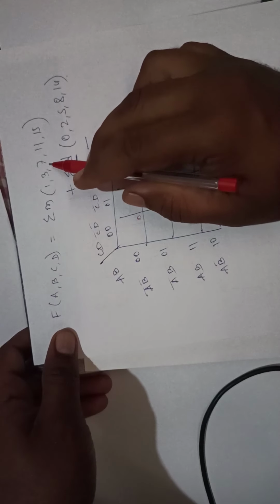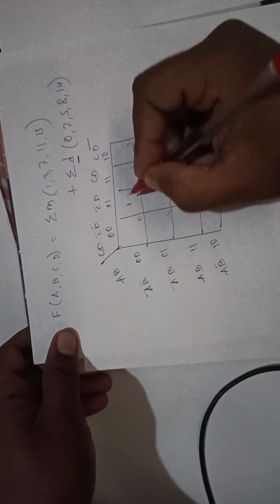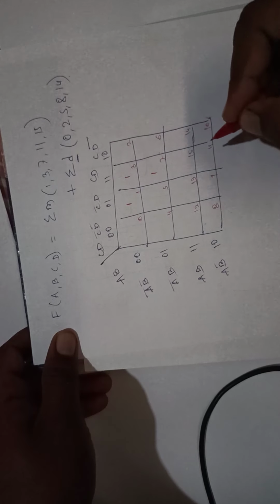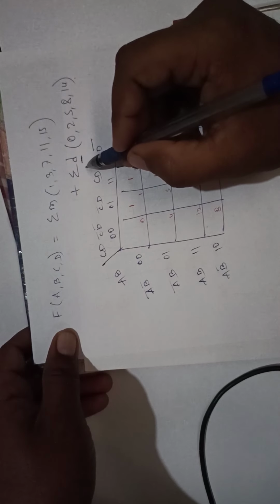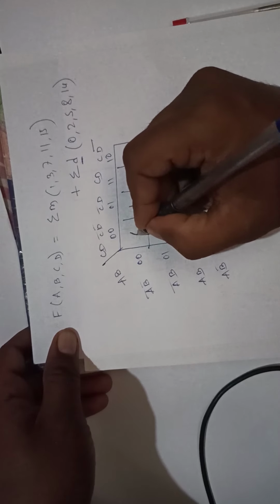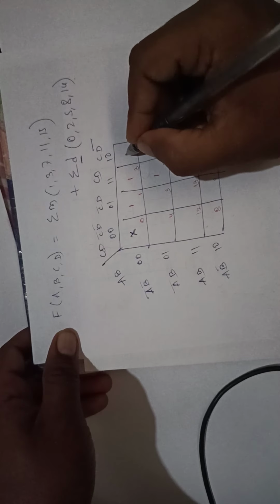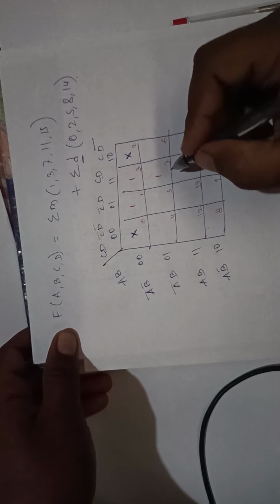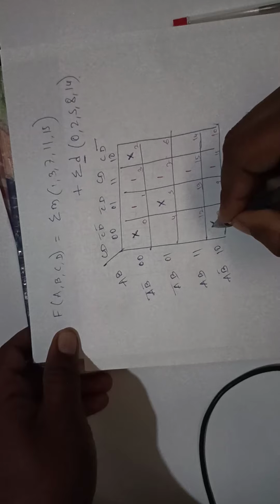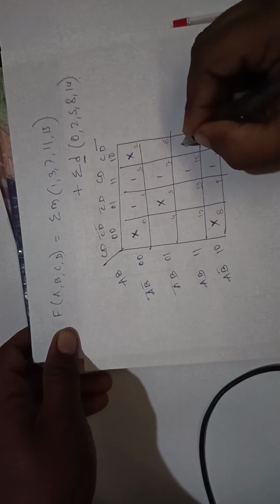Okay, now we put the values, that is 1, 3, 7, 11 and 15. Now the next step comes, that is the summation D, the don't care conditions. It is denoted by X. 0, we put here a don't care condition. 2, here also we put don't care. 5, here also we put don't care. 8, here also we put don't care, and 14. Okay.